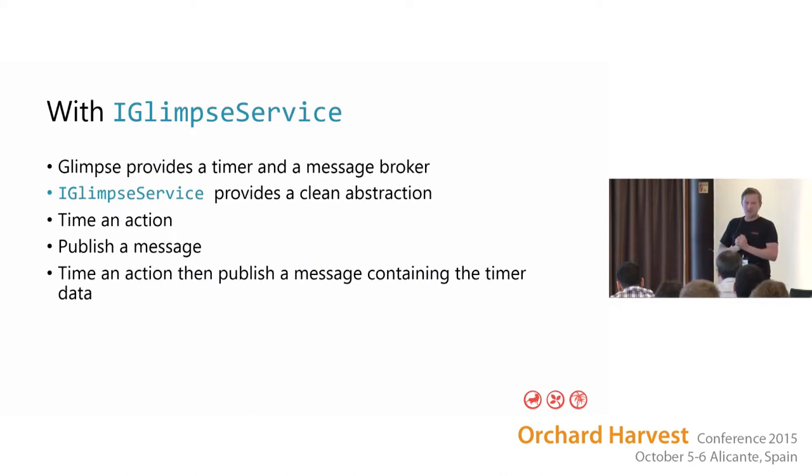So Glimpse provides us with a timer and a message broker. IGlimpseService wraps this up and provides helpful methods so that hopefully it's just a single method call to instrument your services. It will time an action or a function. It can publish a message. But in most cases, you want to do both. You want to time your action, you want to time how long it took to render a widget, and then you want to publish that message to the broker. There are certain circumstances where you don't want to do both at the same time, but more often than not, you will want to do both at the same time.